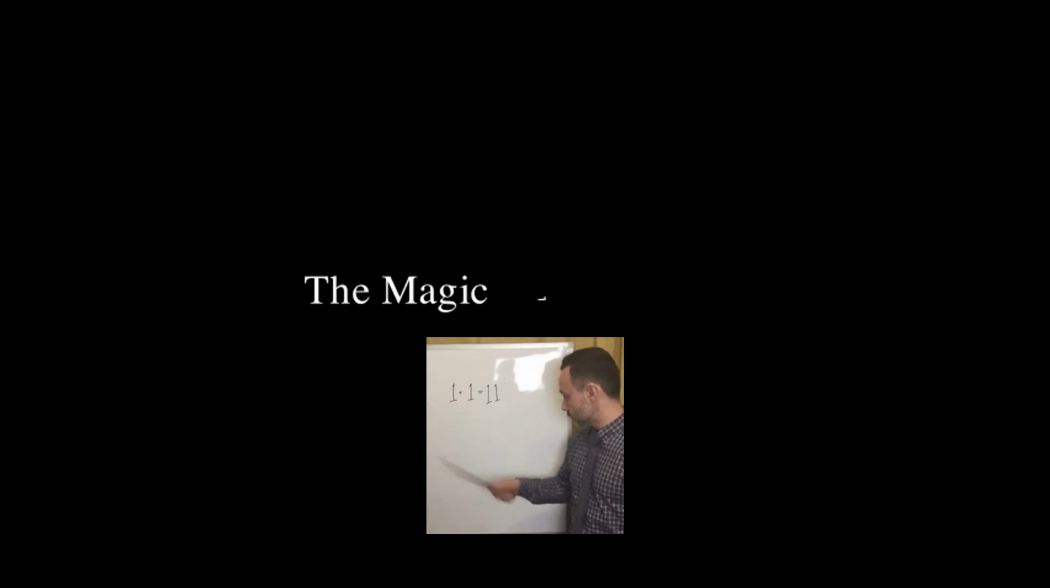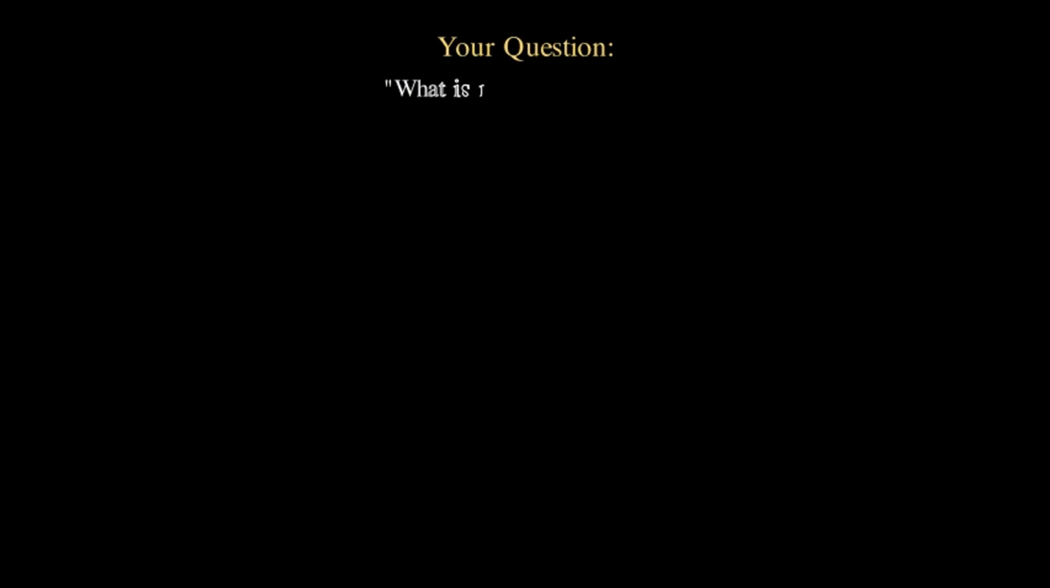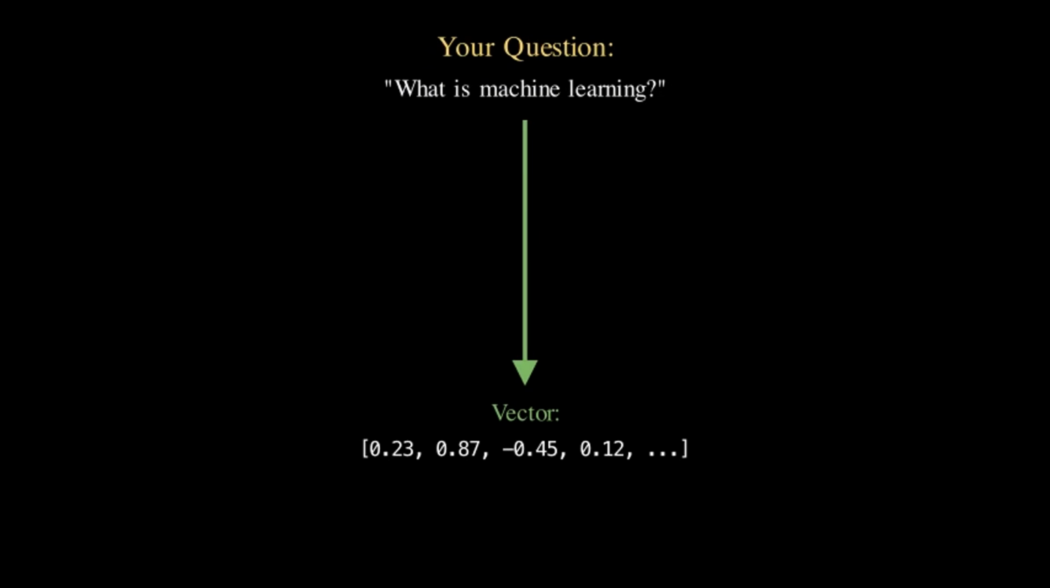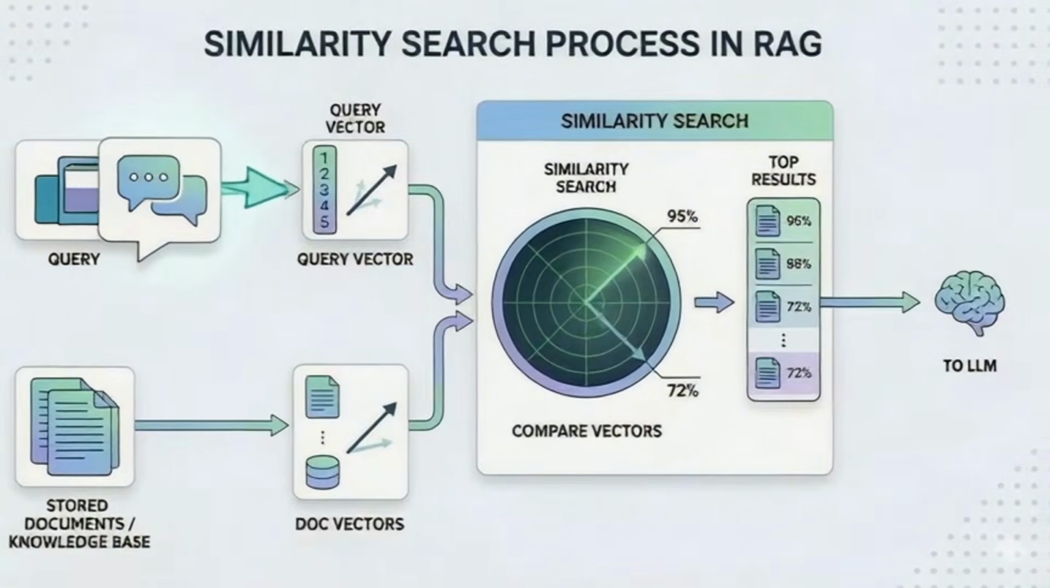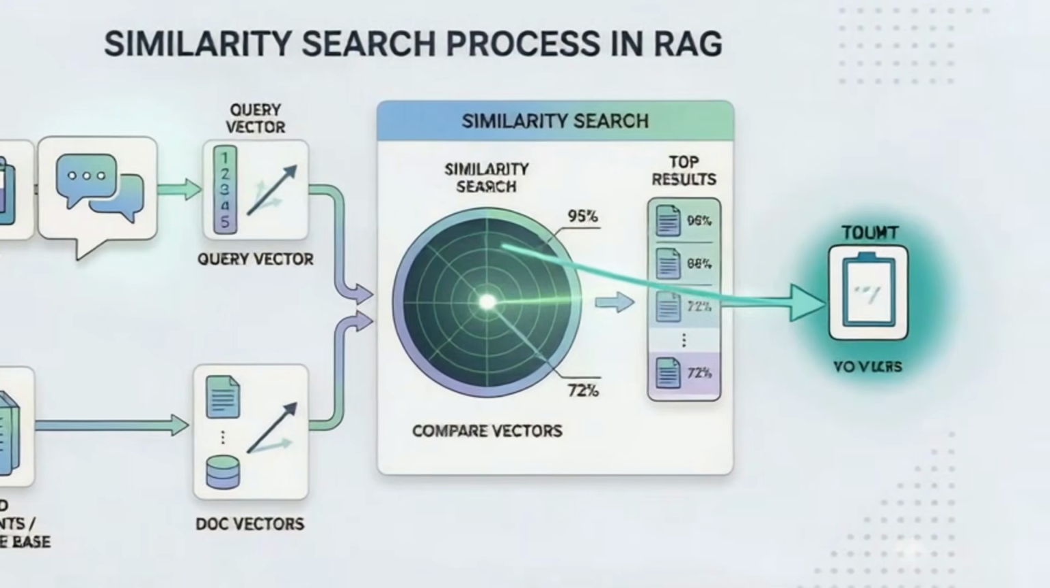Then we have the similarity search, also known as the retrieval layer. This is where the magic, or in other words, the math, happens. When you ask a question, your question gets converted into a vector. The system then goes into the vector database and asks, which of these stored vectors are closest to my query vector, aka the question. That process is called similarity search, and to understand it, we need to talk about vectors for a second.